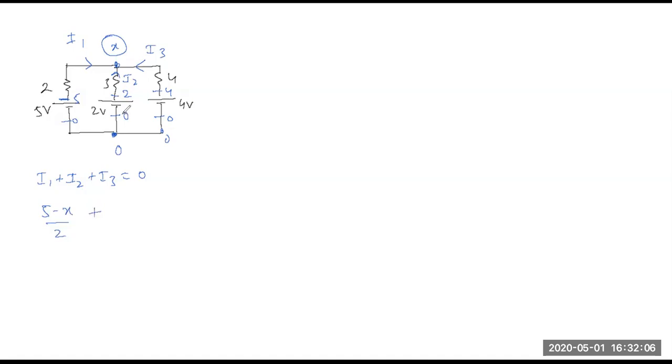If you talk about I2, I2 is the current in the 3 ohm resistance. And since it's going from 2 to X, 2 is at higher potential, X is at lower potential, divided by resistance 3 is the current I2. If I talk about I3, I3 is going from 4 to X, so as per my assumption, 4 is the higher potential, X is the lower potential, divided by resistance 4. And this summation should be equal to 0. Did I get it or not?